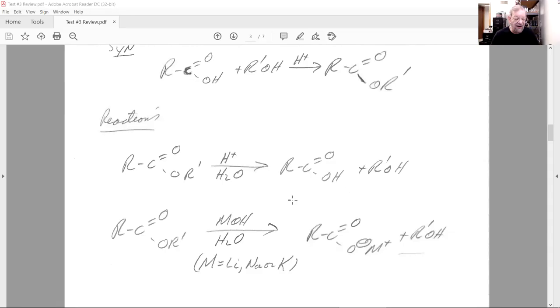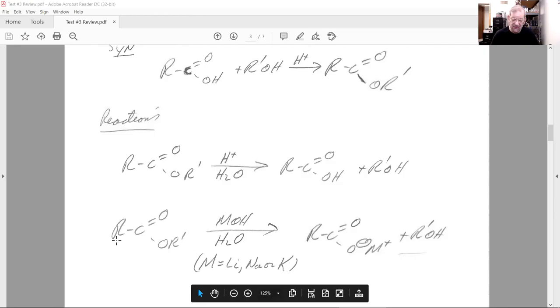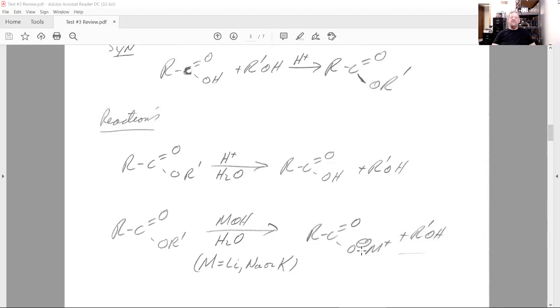Now, if you use base hydrolysis, where MOH is a hydroxide base where M can be lithium, sodium, or potassium, you get back the alcohol you would have used to make that ester, but you get the carboxylate anion of the carboxylic acid you would have used to make that ester, because the carboxylic acid, like you get up here, immediately reacts with the base to form the carboxylate anion.